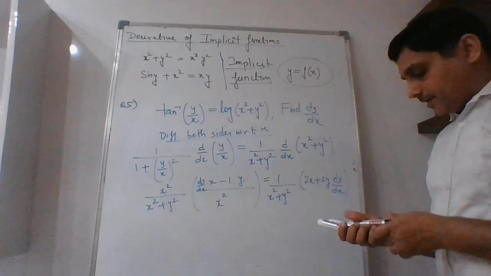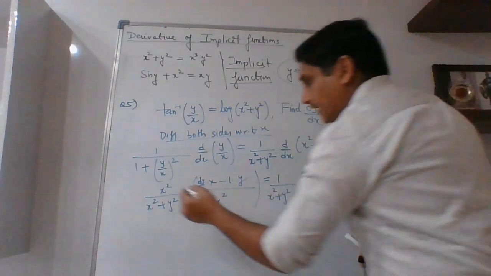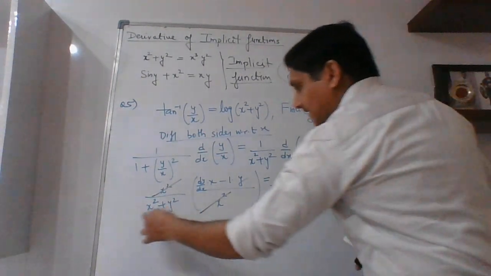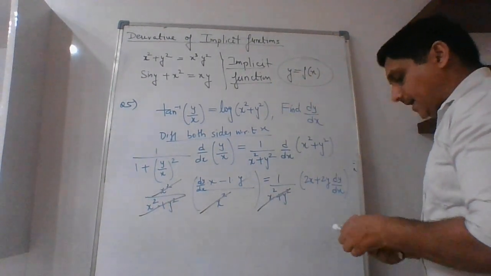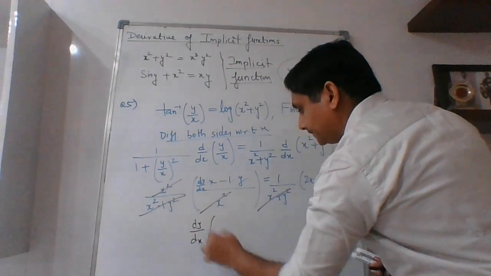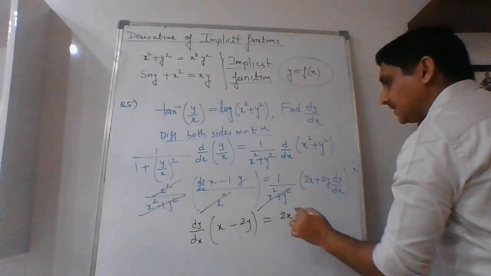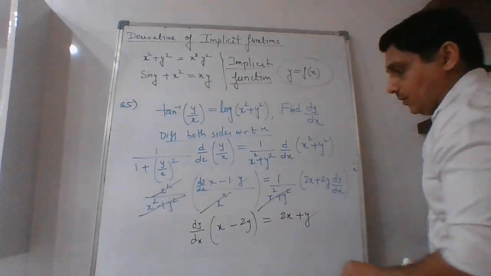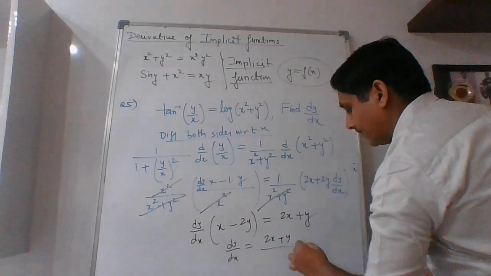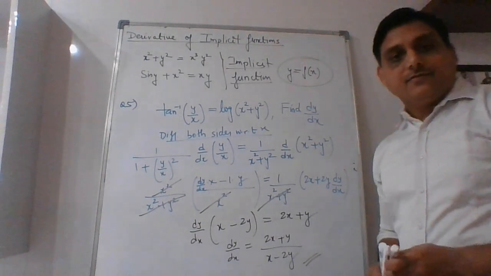Okay, now friends, it's time to do a little bit of calculation. We can see that x square and x square will cancel out, and x square plus y square, x square plus y square also cancel out. Now you will take all the terms of dy upon dx on one side. When you do that, this is what you will get, equals 2x plus y. Now you will just write dy upon dx will be equal to 2x plus y divided by x minus y. So this will be your final answer.